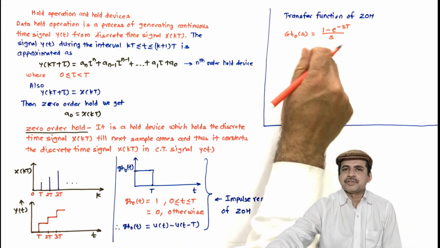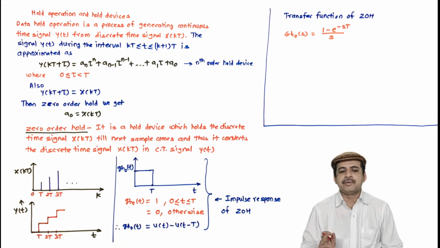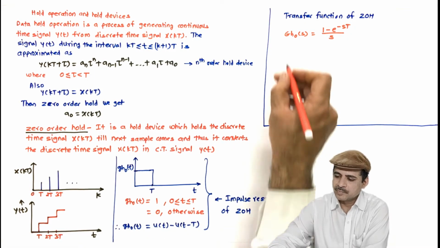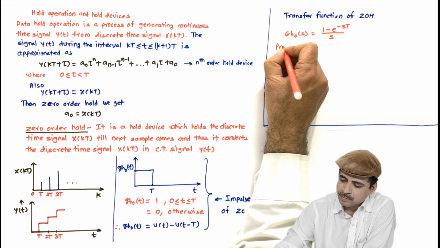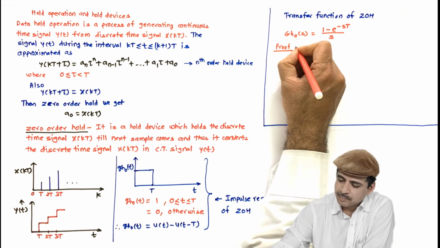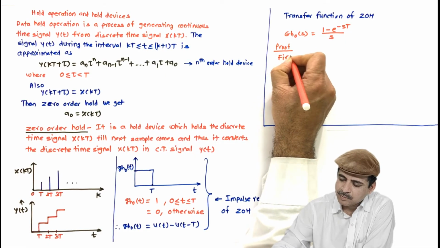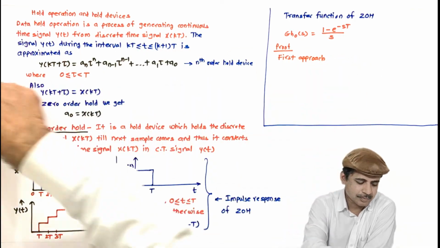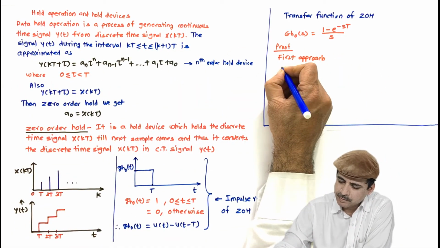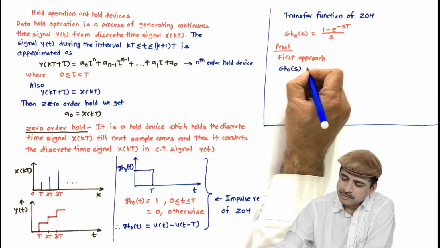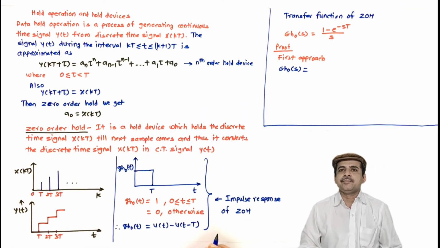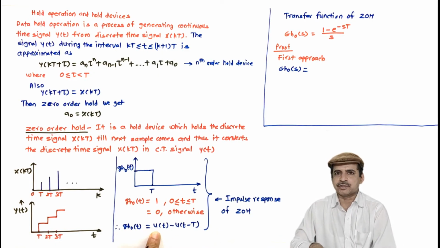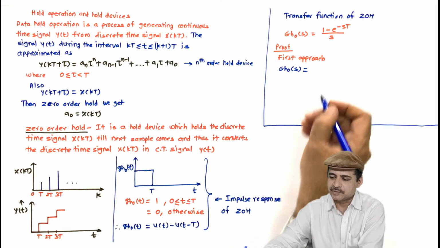And now let us prove this expression, how to get this Gh0(s), and we will obtain it by three different approaches. The first approach is very simple. We have seen that transfer function and impulse response are the Laplace transform pairs. So if this is the impulse response, its Laplace transform will be the transfer function.